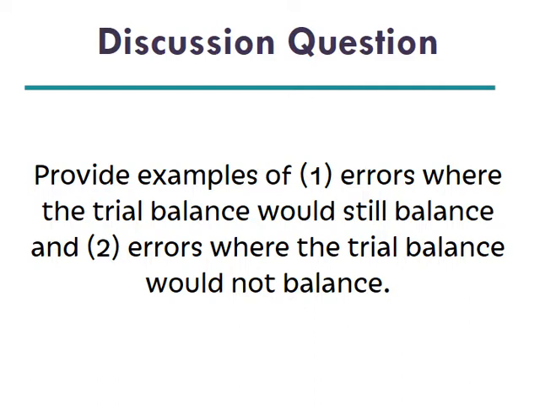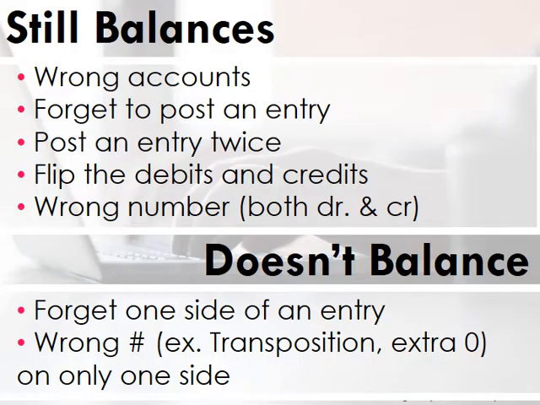Specifically, the trial balance will still balance if we enter amounts into the wrong accounts, if we forget to post an entry or post an entry twice, maybe we flip the debits and credits. So we credit the account we were supposed to debit, and we debit the account we were supposed to credit. It will also still balance if we make the entry to the correct accounts, but for the wrong amount.